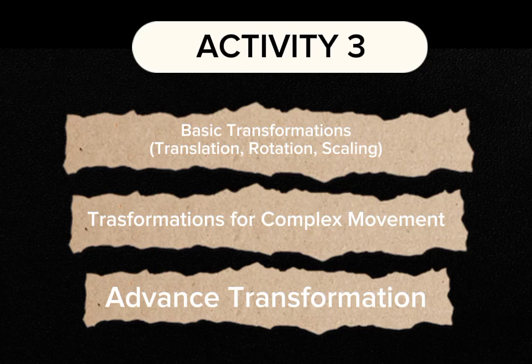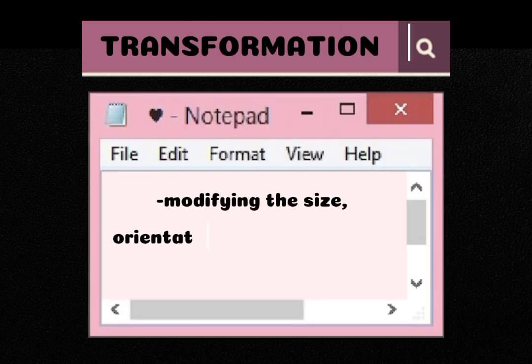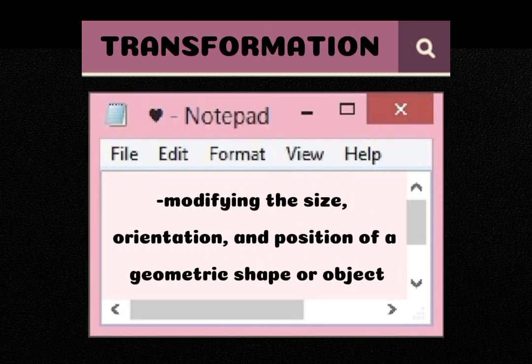Hi, in this activity, I will be discussing three topics. Number one, basic transformations. Number two, transformations for complex movement. And lastly, advanced transformations. Transformations are operations that change the position, size, or orientation of a geometric shape or object.